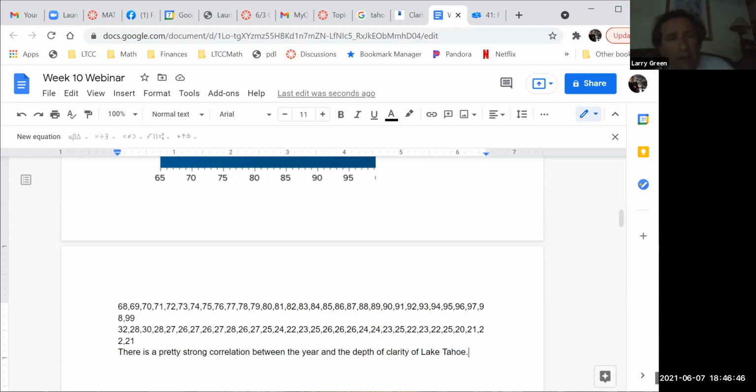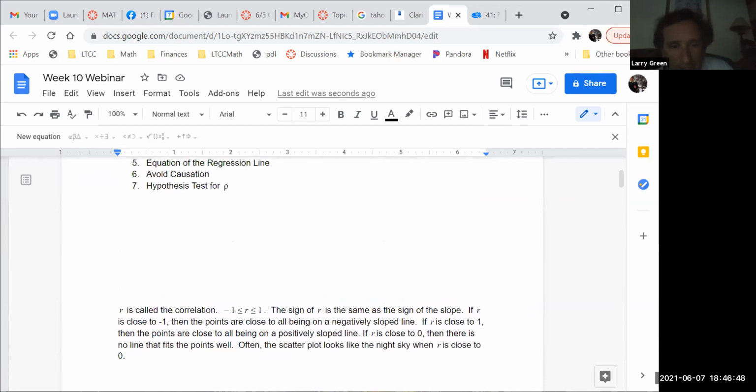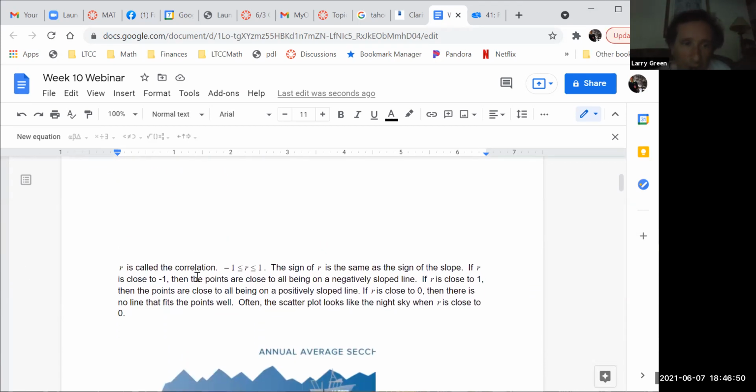Okay, so I want to note something since I put it up here and I can read it. So again, r is a correlation. It's always between -1 and 1. The sign of r is the same as the sign of the slope. Maybe I'll make this bigger so you can read it a little better.